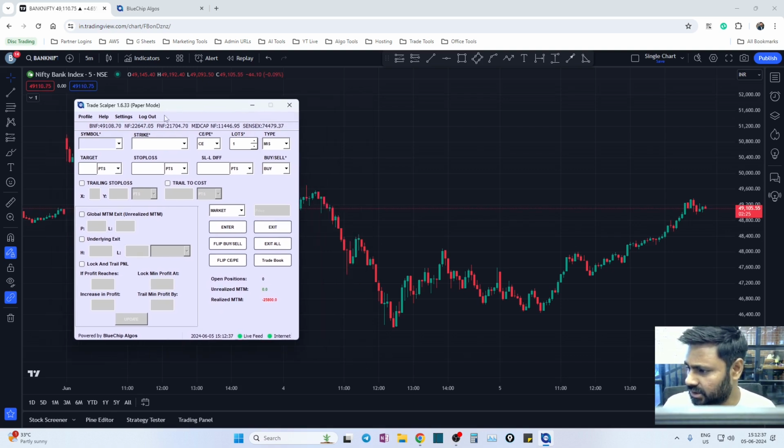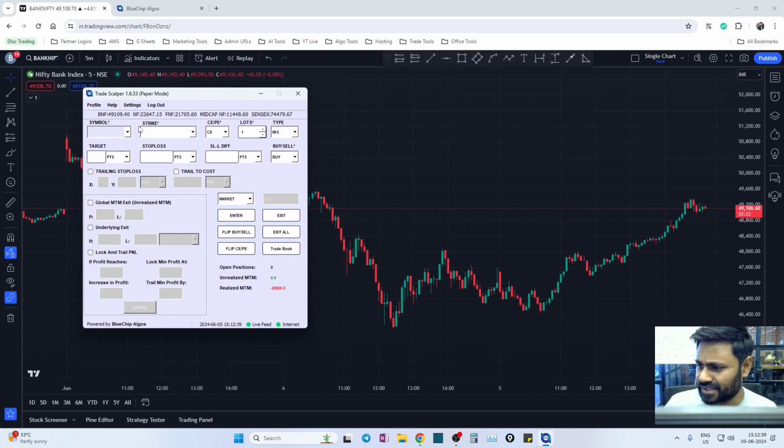First things first again, you can see that we have introduced even Midcap Nifty and Sensex. Historically we have only had Bank Nifty and Finnifty. Now you have 5 indices available. You can choose whatever index you would like to trade in. All right, so that's the first thing.